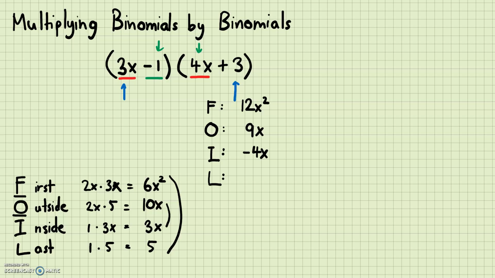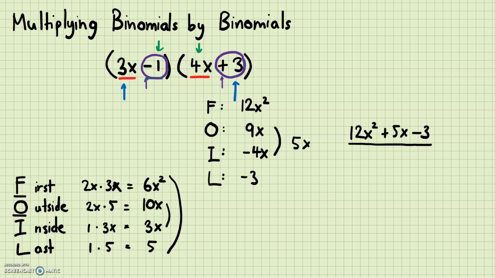And then the last terms are this one and this one. I'm circling the operation with it to see more clearly what signs these numbers are. So negative 1 times 3, which is negative 3. Again, you can combine the outside and the inside terms. These are like terms, so if you combine them, you get 5x. So your answer here would be 12x squared plus 5x minus 3.